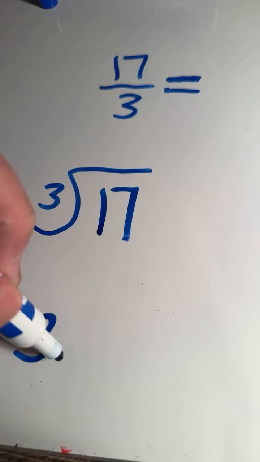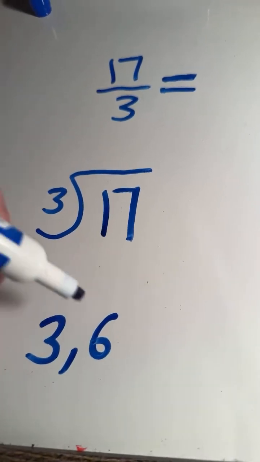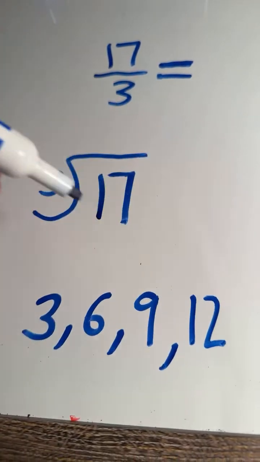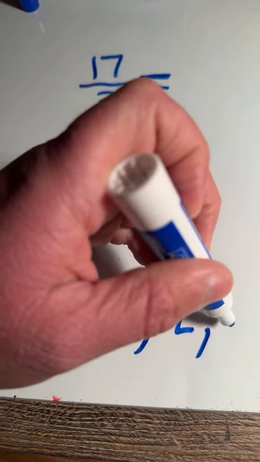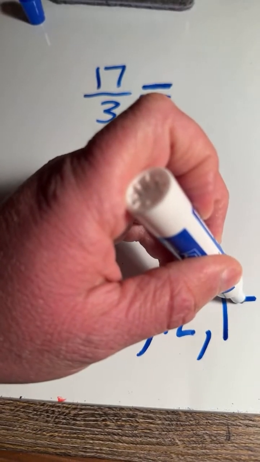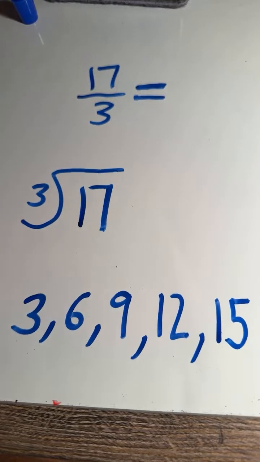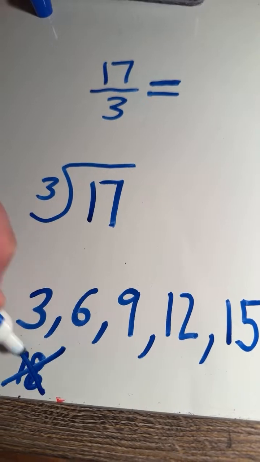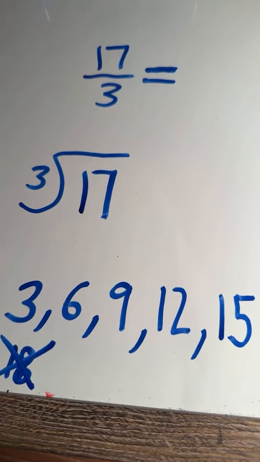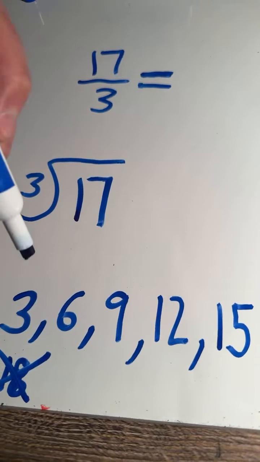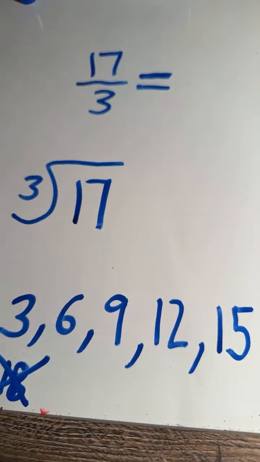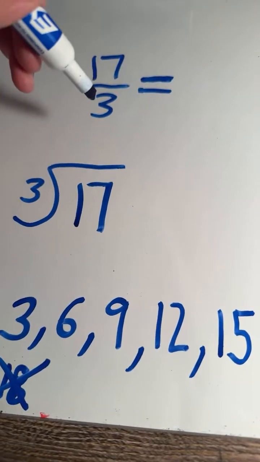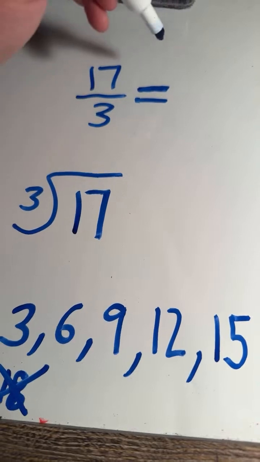3, that's one group. 6, 2 groups of 3. 9, 3 groups of 3. 12, 4 groups of 3. 15, 5 groups of 3. Now, if I count by 3 again, I'll be at 18. 18 will get me 6 groups, but 18 is too far, right? We would have passed 17 if I had counted by 3 again. So I was able to get 1, 2, 3, 4, 5 full groups of 3 within 17. So 5 is our whole number.